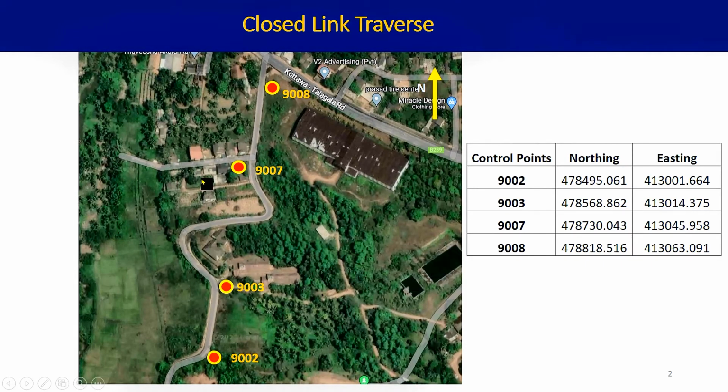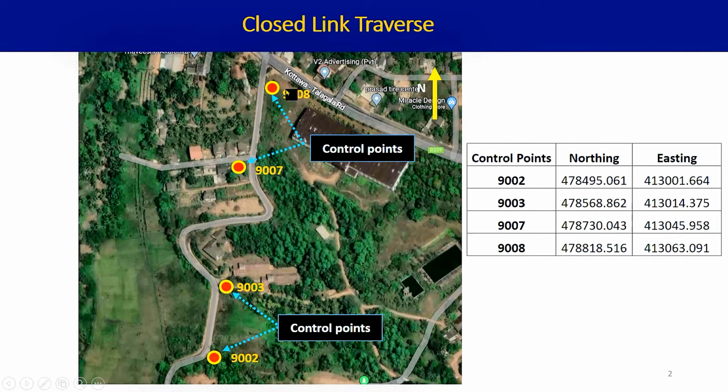So first we look at the ground and the area where we are going to survey. As you see in this figure, we are going to survey the road starting from the 9002 and 9003 control points and ending the survey at the 9007 and 9008 control points.